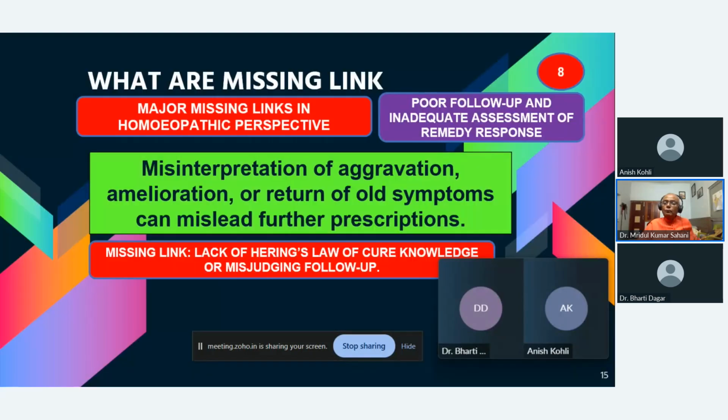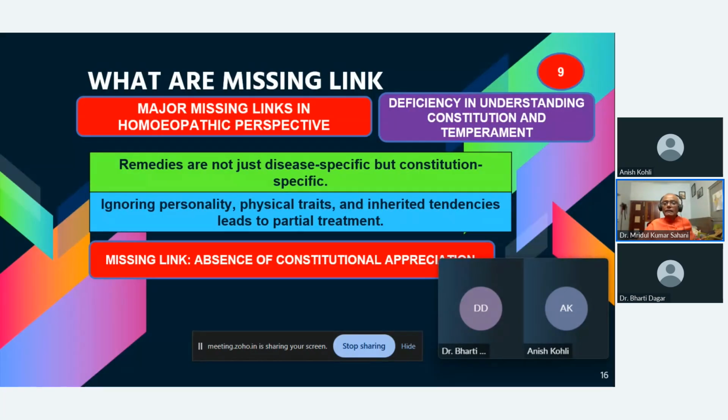Next point is poor follow-up. You have selected a remedy, but there is inadequate assessment of the remedy response, like not having understood the 12 observations. Misinterpretation of aggravations, ameliorations or the old return of symptoms can mislead further prescriptions. So all these points are very important. Lack of knowledge of Hering's law or misjudging the follow-up is another.